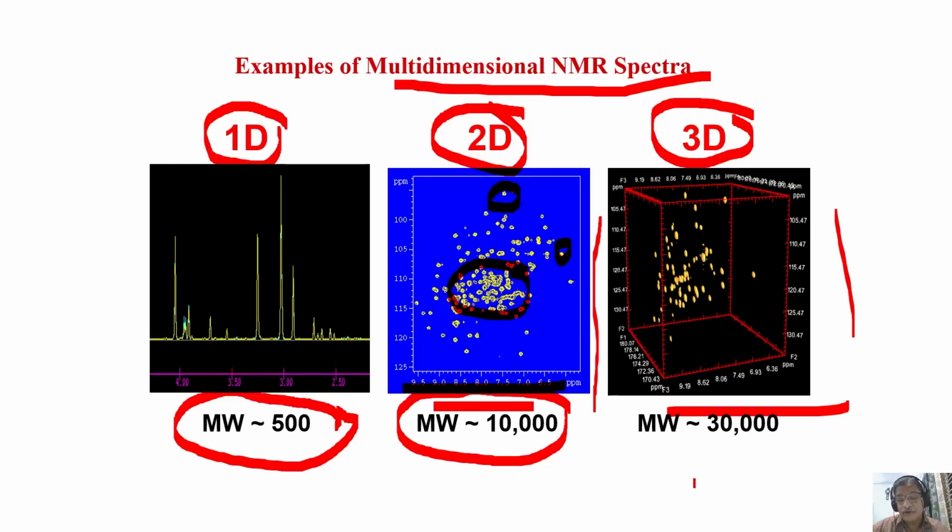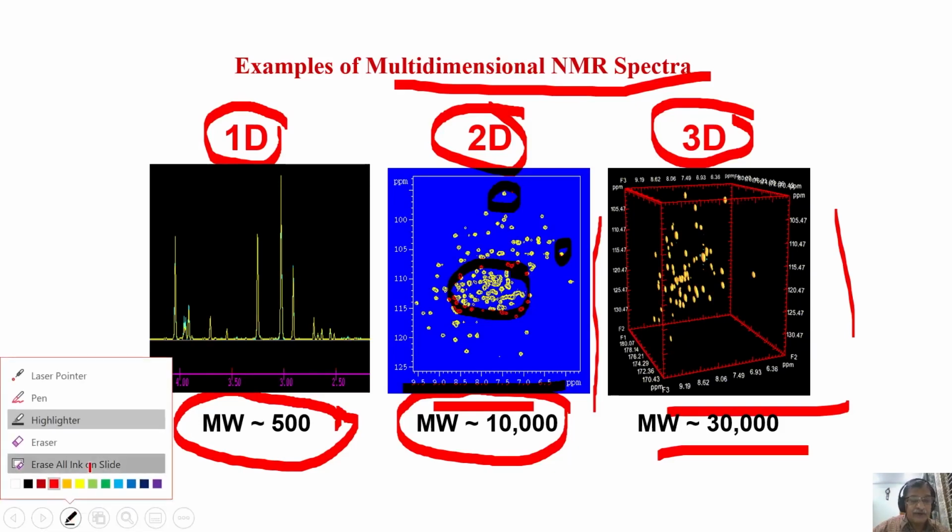But when it exceeds that, say a molecular weight of 30,000 or even more, 2D is not sufficient. Then we need to go to higher dimensions to get better resolution, to resolve the information in different directions, so that the analysis becomes simpler. So if the molecular weight is even higher, we may have to go to an even higher dimension. This is how it is.